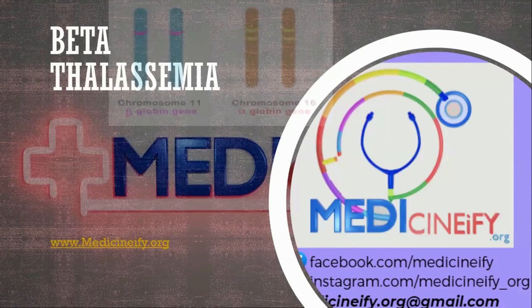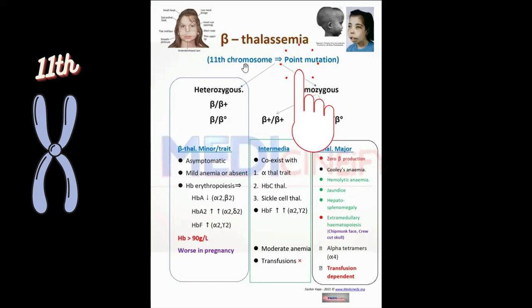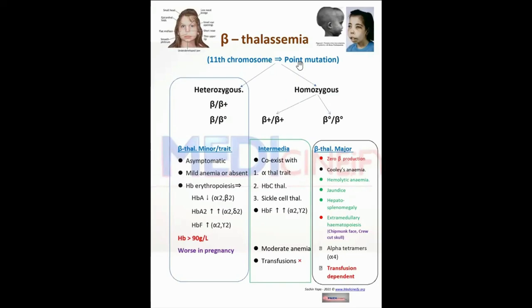Today we are going to discuss a mind map about thalassemia. First, we are going to look at beta thalassemia. Beta thalassemia is caused by a point mutation in the 11th chromosome. Not like alpha thalassemia, which is a gene deletion, this is a point mutation.